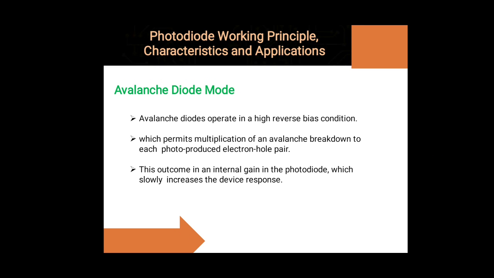The third one is the avalanche diode mode. The avalanche diode operates in high reverse bias conditions, which permits multiplication of an avalanche breakdown. Each photo-generated electron-hole pair is multiplied, and this outcome is an internal gain in the photodiode, which increases the diode response.